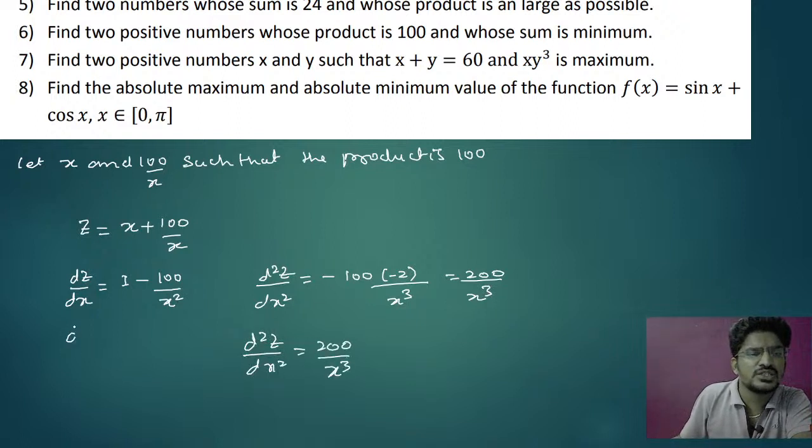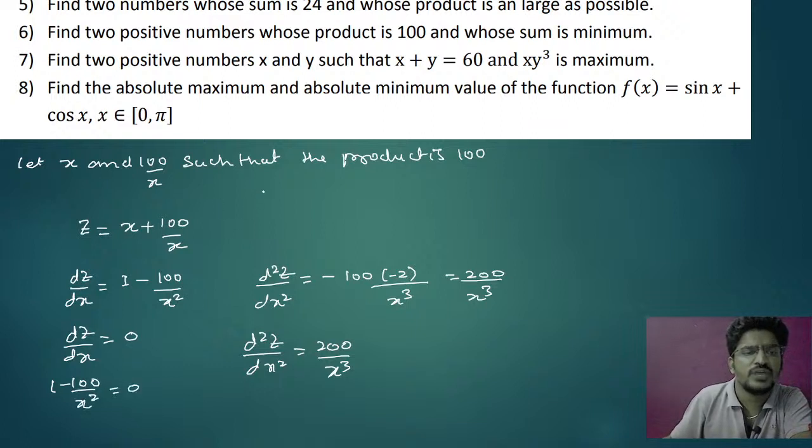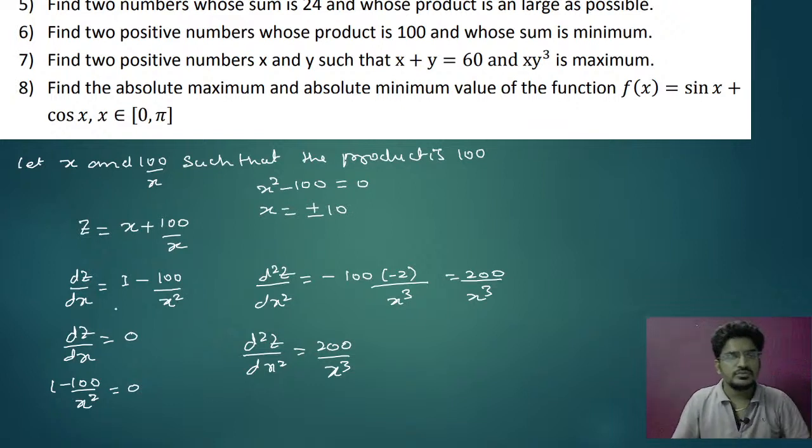And if I equate dz by dx equal to 0, you will get 1 minus 100 by x square equal to 0. Take LCM and simplify. x square minus 100 divided by x square will be equal to 0. So x square minus 100 divided by x square equal to 0 means you can take x square into 0, which will be 0. x square minus 100 equal to 0. x will be equal to plus or minus 10.